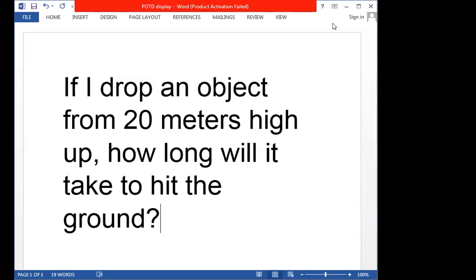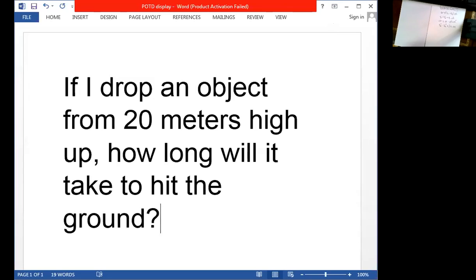Okay, sorry about that. If I drop an object from 20 meters high up, how long will it take to hit the ground? So starting out with the givens, who can give us what's given to us in this problem?